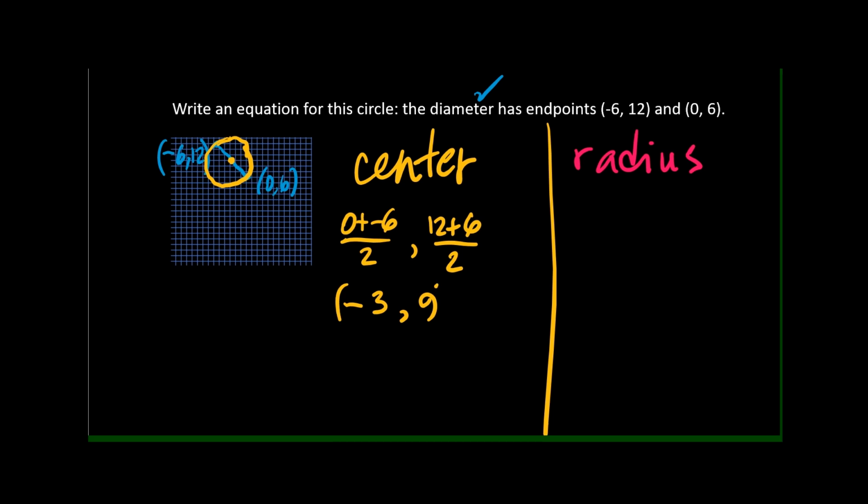And then you want to come over here and just check, does that make sense? Does this make sense that this is negative 3? Yeah, that's between negative 6 and 0, and 9, sure, that's what's between 12 and 6. So we're good. And sometimes on SOL questions, which sadly we are not taking this year, they would just ask you, perhaps, here are the endpoints of the diameter, give us the center. But we will keep going.